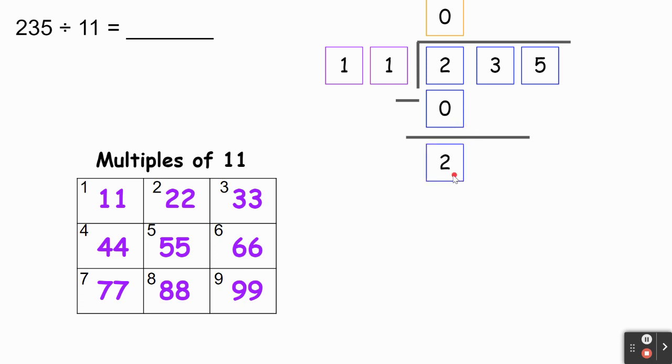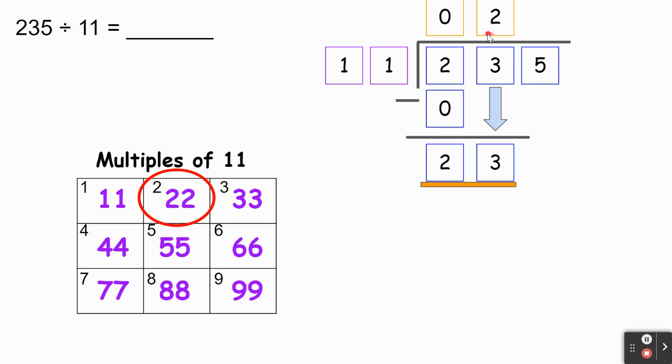Let's go ahead and bring down the next digit, showing that we now have 23 tens. So we can look at our multiples to see which multiple gets us closest to 23 without going over. We can see that 22, which is our second multiple, gets us closest to 23 without going over. So that means we're going to be giving each group 2 tens. So we're going to place a 2 up here.